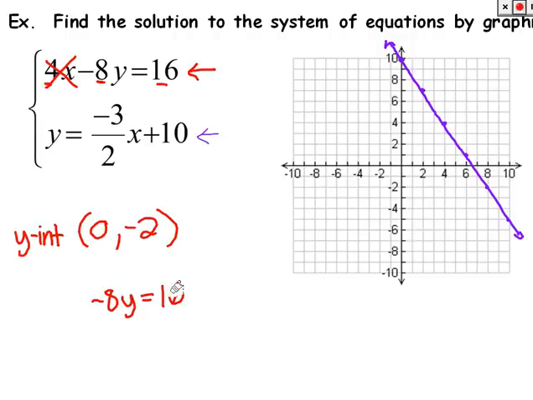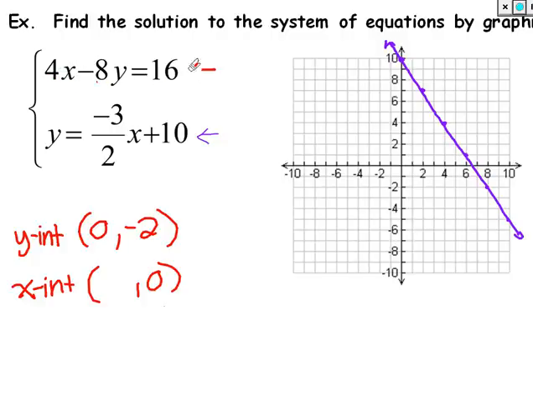If I want to find the x-intercept, I could plug in 0 for y. If I plug in 0 for y, now this second part would go away. So 4x equals 16. 4 times what is 16? That would be 4. So that's the x-intercept. And since I have 2 points, I can go ahead and graph the line using those 2 points.